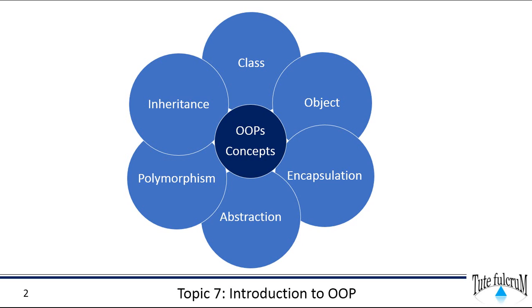So this was an overview of the characteristics of object-oriented programming language. So as said, class, object, encapsulation, abstraction, polymorphism and inheritance, you could look at them as the pillars of object-oriented programming. We will dive deep into these concepts in the coming sessions, and we'll also see how we are going to implement these in the C++ programming language.